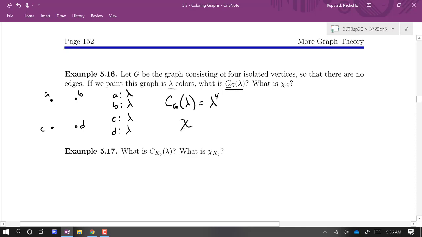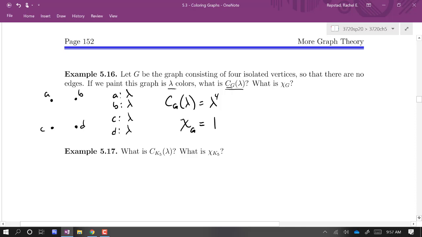And the chromatic number, chi g, is equal to 1, right? I only need one color because nothing's connected to anything. So this is one extreme. If there are no edges drawn, you only need one color, and if there are no edges and you have n vertices, your chromatic polynomial is just lambda to the n power.